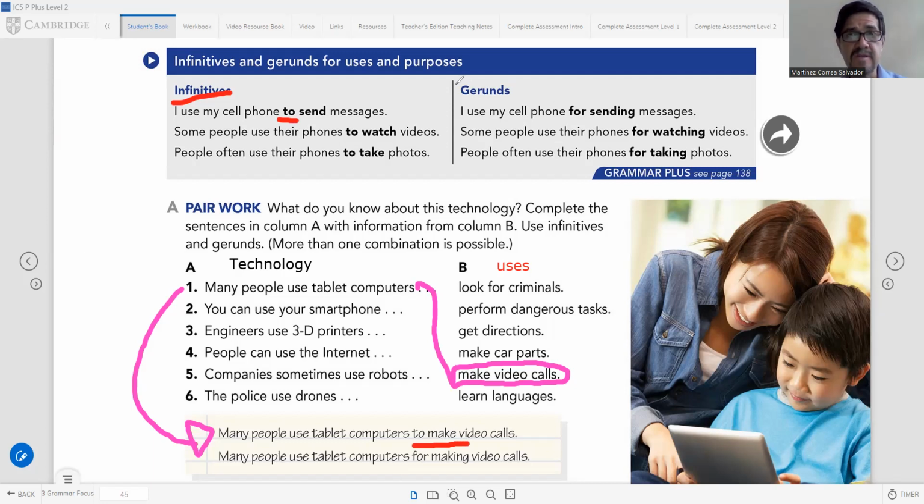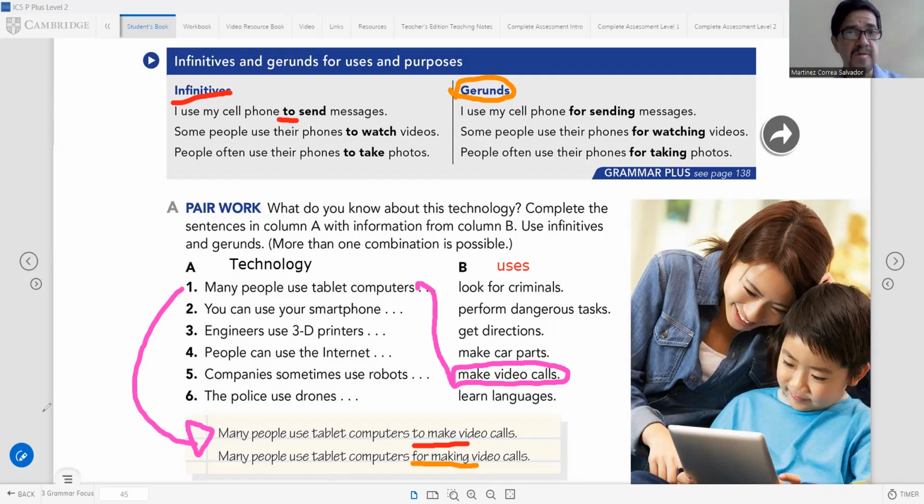Or you can use gerunds: many people use tablet computers for making video calls. So you have two possibilities, using the infinitive or the gerund. You have to do that exercise, matching the two parts, using one or the other. It's necessary to use either the infinitive or the gerund. So you have to write those sentences in this homework.